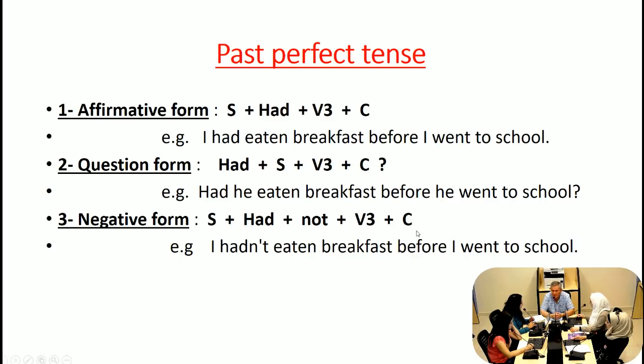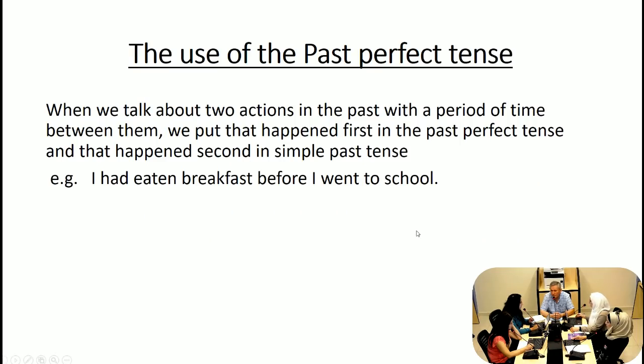Next, the use. We have talked about that. When we talk about two actions in the past with a period of time between them, the one that happened first is the past perfect, and the one that happened second is simple past tense. And here we need to pay attention. It doesn't have to be a tense or a verb. It can be a time. By 1999, for example, by the time I arrived. For example, I had eaten breakfast before I went to school.